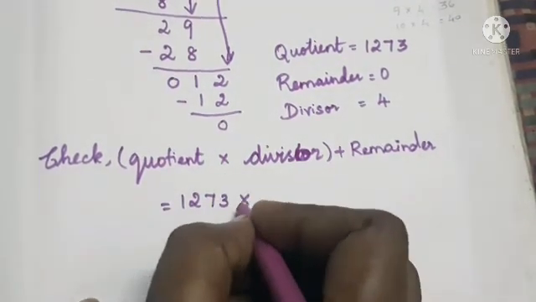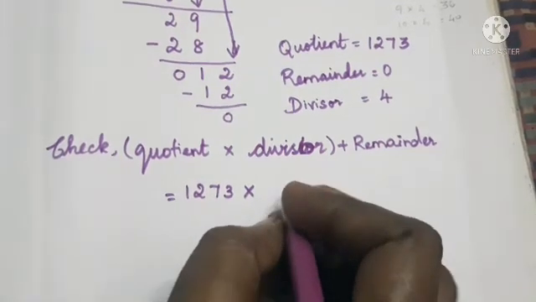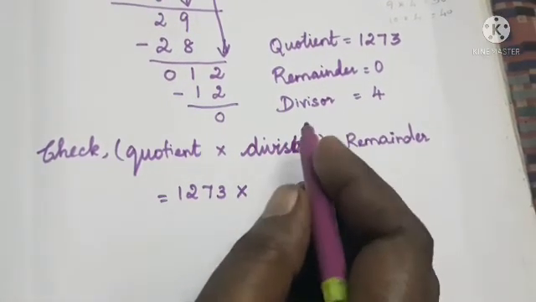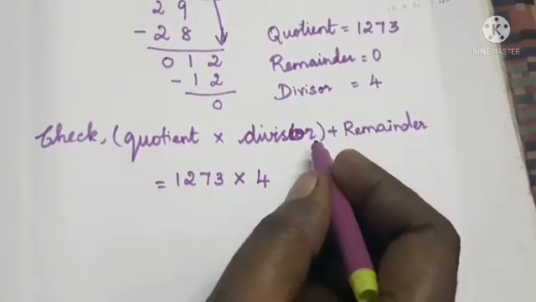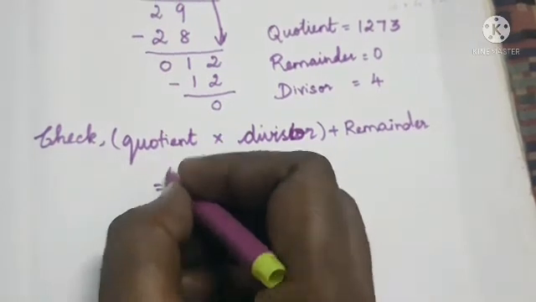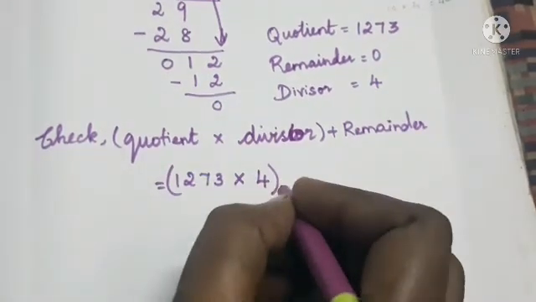Yes, multiplication symbol is there. So multiplication symbol, then divisor. Which is the divisor? Yes, 4 is the divisor. Okay, we can write the 4. Then we have the bracket, isn't it? At the beginning we have the bracket, and here also we have the bracket.